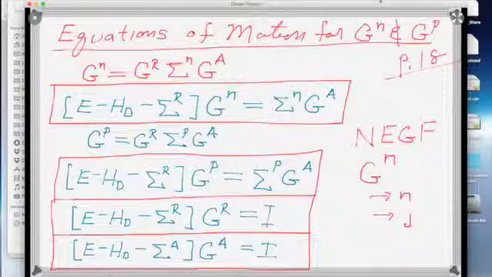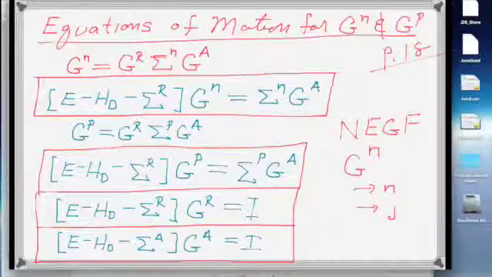This is where we finished last time. Well, we had the complete set of equations of motion for the two Green functions, G^R and G^A, and the two correlation functions, G^n and G^p. G^n is what gives you the electron density, and G^p is what gives you the hole density. These are on page 18, so we got up to page 18 of the notes.